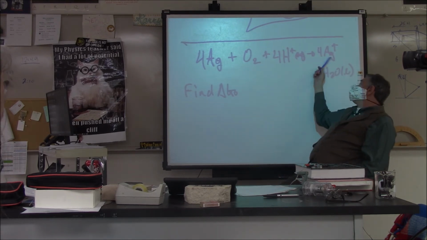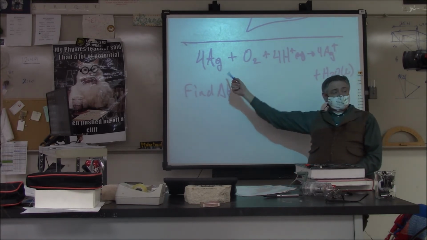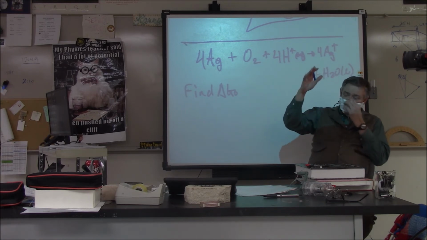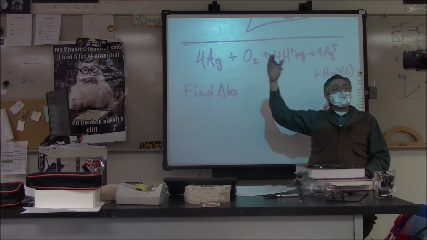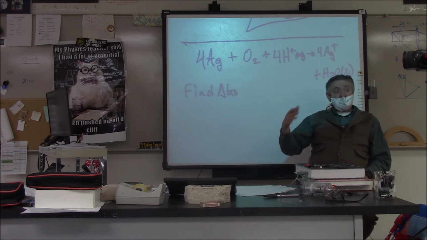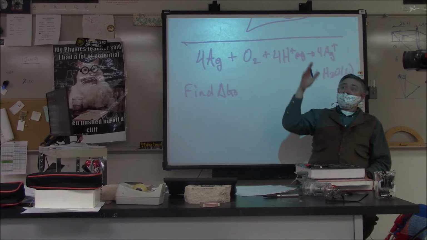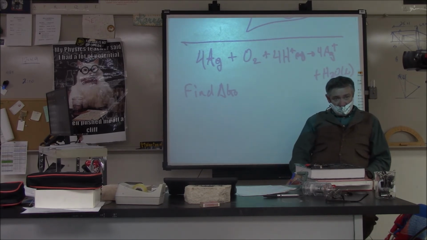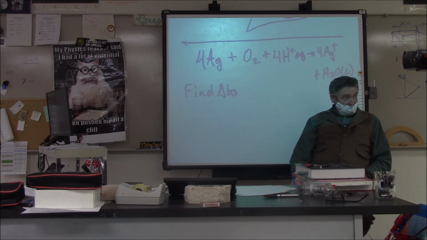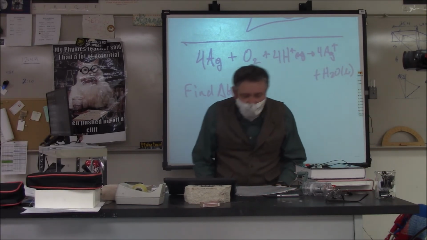Now, I'm going to end up with 4Ag plus, okay? So, what would you see happening to the silver? It'd be dissolving, because it's turning from elemental silver into silver ions. So if you let this reaction run, you would see the silver dissolve over a period of time. Okay, so it's handy if you can visualize what's taking place in that reaction.